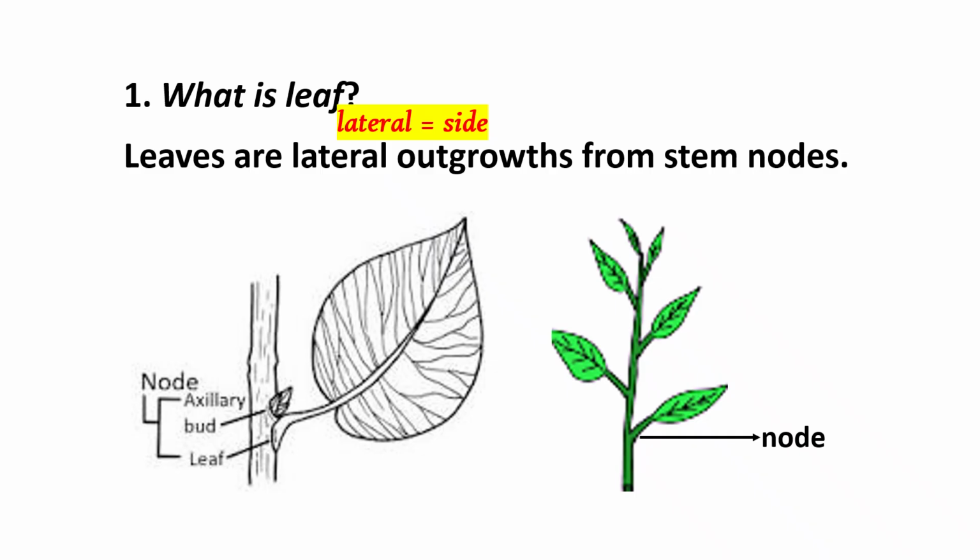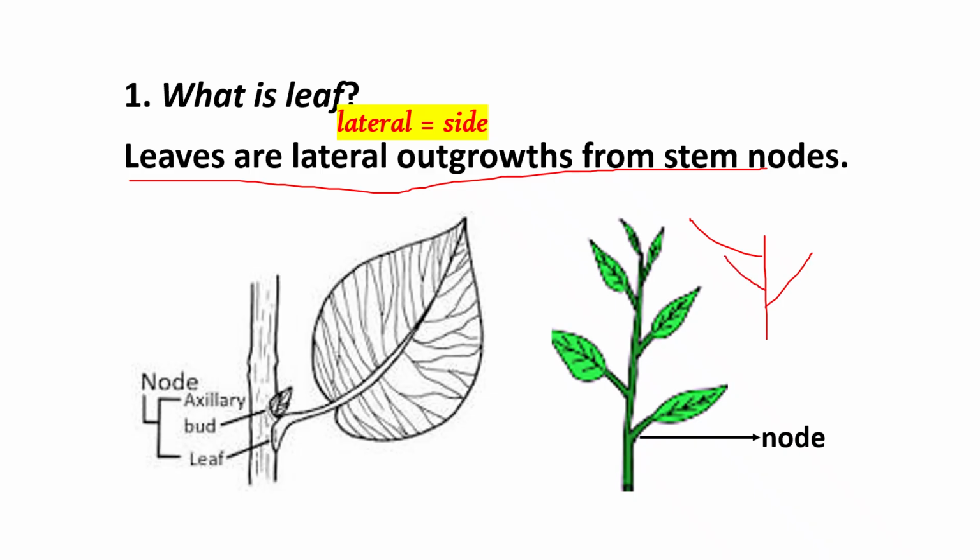Question number 1. What is leaf? In one line you have to write what is leaf. You will write leaves are lateral outgrowths from stem nodes. And lateral means side. If you have a stem, leaves are coming out on the side of the stem.